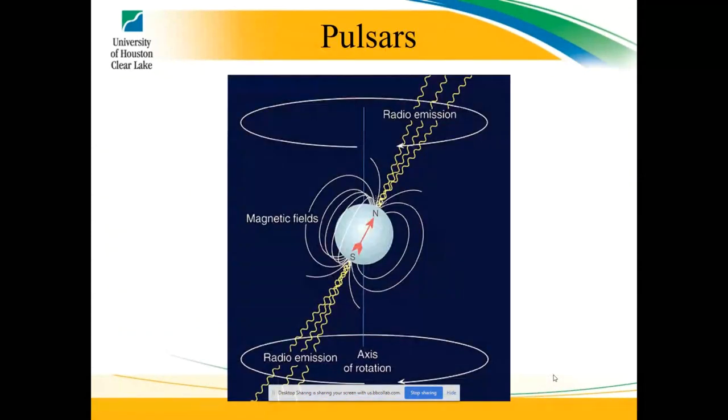Those are just two examples of black hole mergers. The other thing that's really massive in the universe that can be a good source of gravitational waves are these things called pulsars. And I think everybody's heard of these.